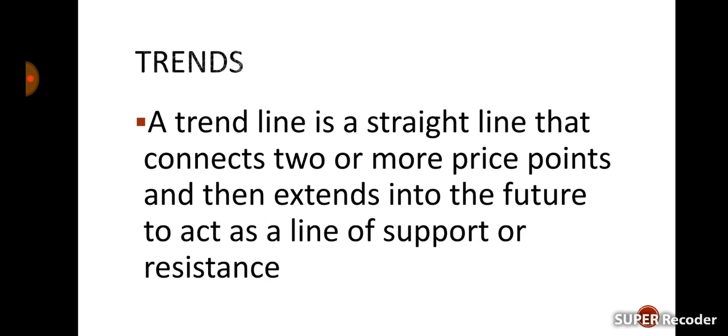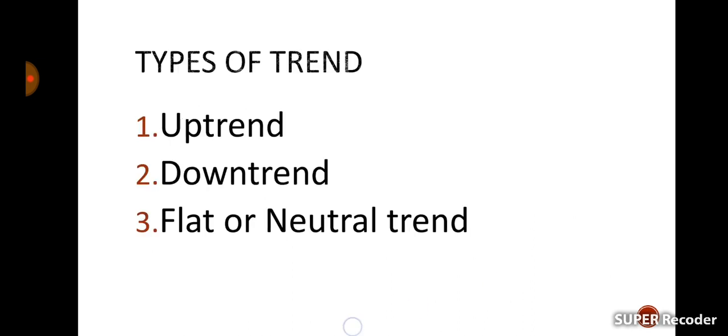A trend line is a straight line that connects two or more price points and then extends into the future to act as a line of support or resistance. I'll tell you about support level and resistance level in the next session. Okay, there are different types of trend. First one is uptrend, then the second one is downtrend, and the third one is flat or neutral trend.